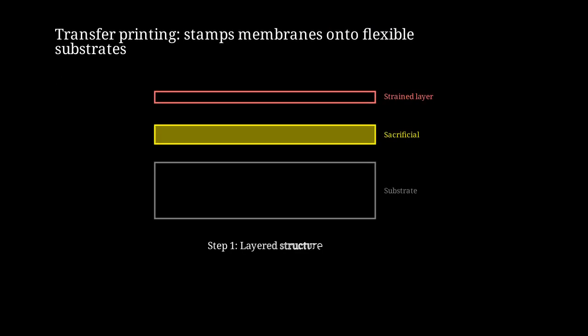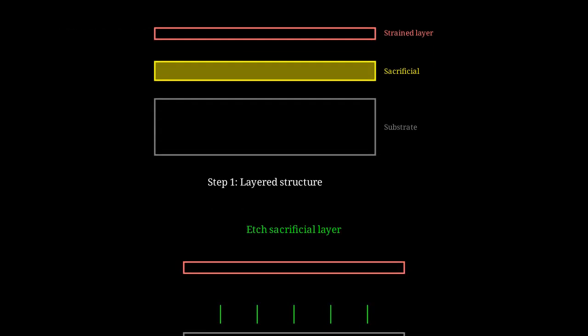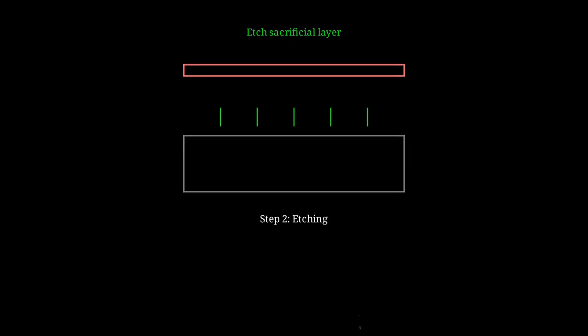Step 1. You start with a layered structure, the strained layer on top, a sacrificial layer in the middle, and the substrate at the bottom. Step 2. Selective etching removes the sacrificial layer. The green arrows indicate the etchant attacking the sacrificial material. Step 3. The released membrane spontaneously rolls up due to the strain gradient, forming the final tubular structure.